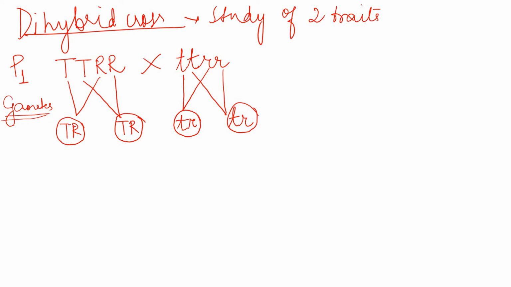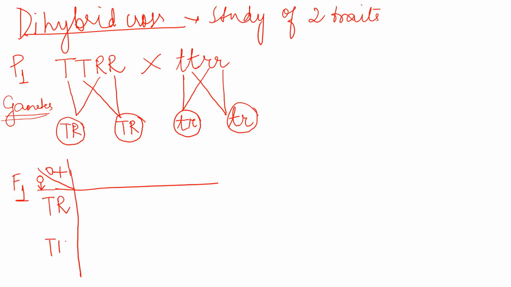Now it's time to put them in the Punnett square. How shall we put it? This is the F1 generation, the filial generation. So this is the Punnett square. On this side we put the male gametes and on this side we put the female gametes. Male gametes will be on this side, capital TR and capital TR. Female gametes will be small tr and the other small tr. Done? We have put it.